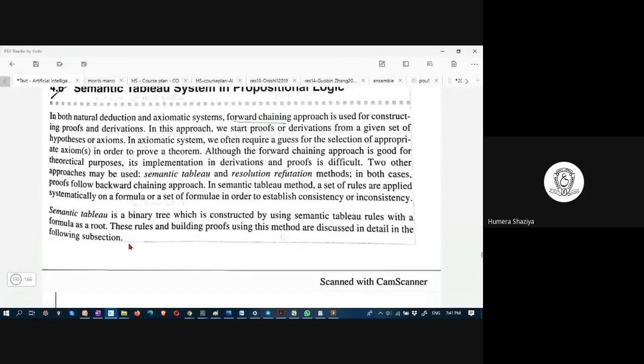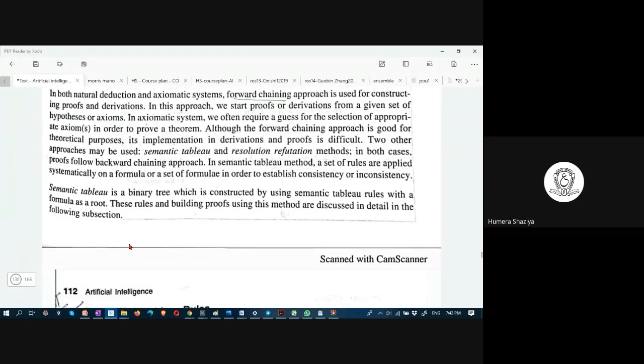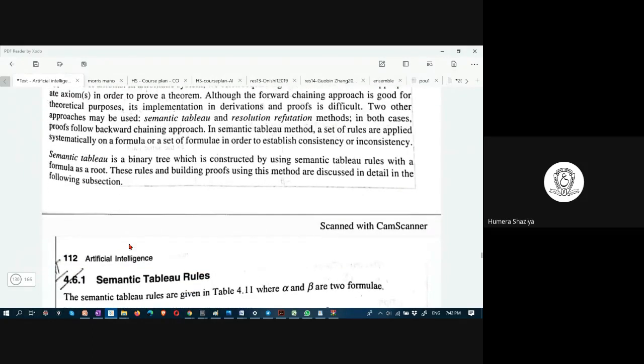In backward chaining, you begin with the proof or the derivative or whatever has to be inferred. With that, you start, and eventually you come to the hypothesis or the axiom. That is backward chaining. Semantic tableau is a binary tree which is constructed by using semantic tableau rules.